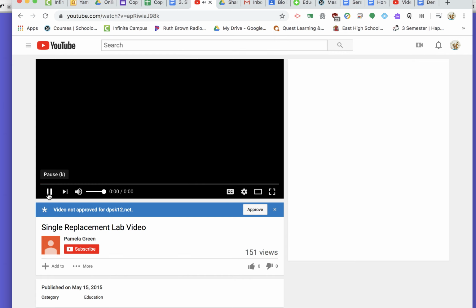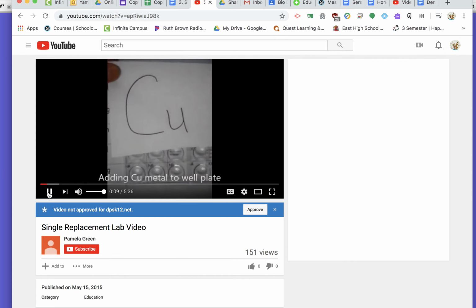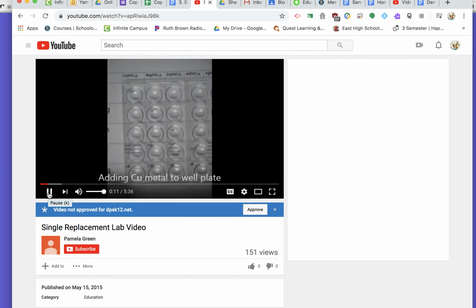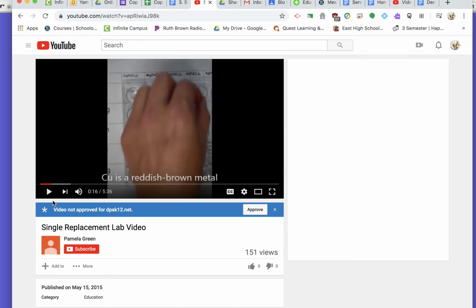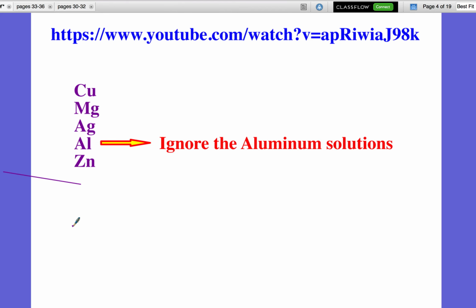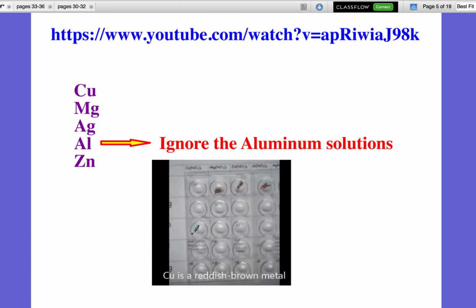this person is adding copper. Oops, it's pausing. It's adding copper to the well plate, and they've got all their solutions in there. And that's basically what you'd be doing in lab today. And it looks kind of like this.